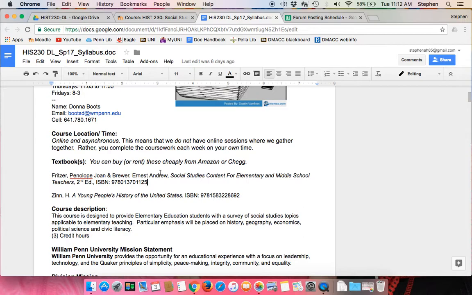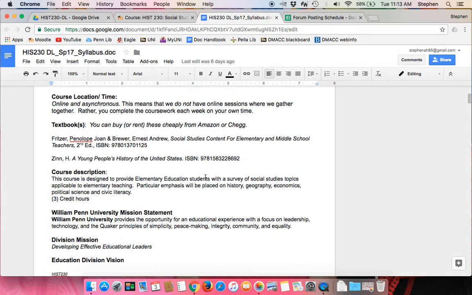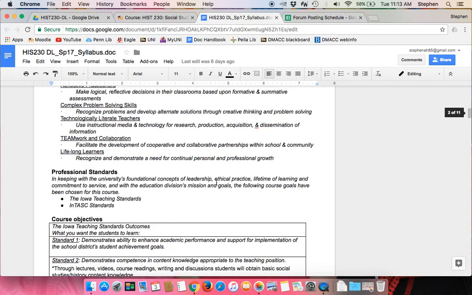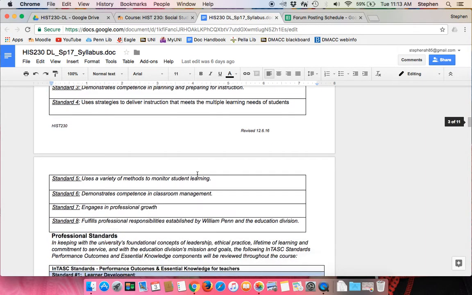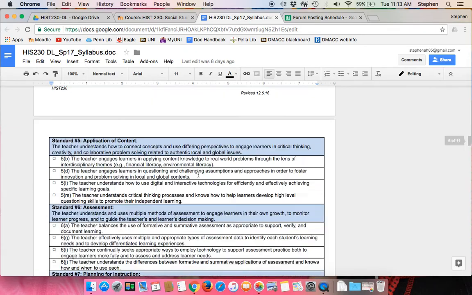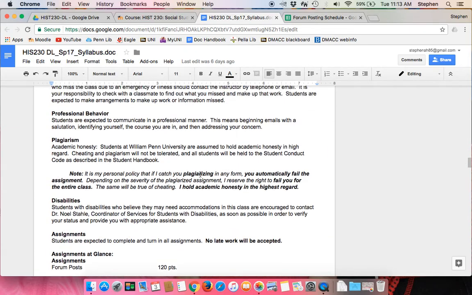So we have more of an informational kind of text with this book, and more of a novel type book with that text. Like we said, the course description: this class is designed to provide elementary education students with a survey of social studies ranging over various different topics. So moving ahead, these are things that you can read on your own. I just want to keep moving to point out some high-level things.